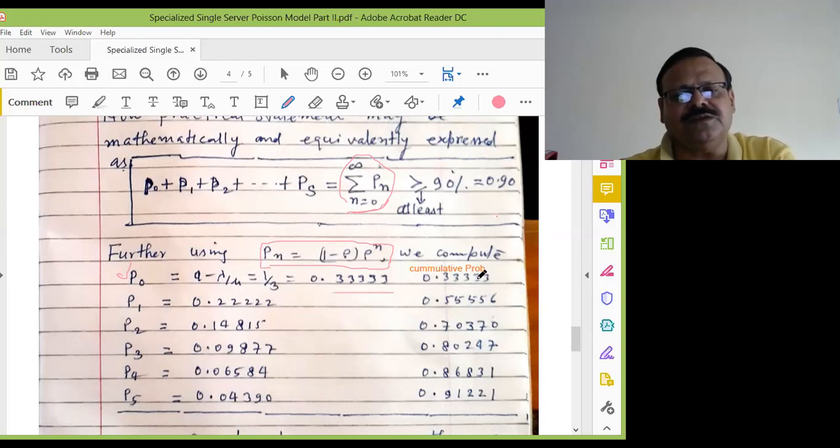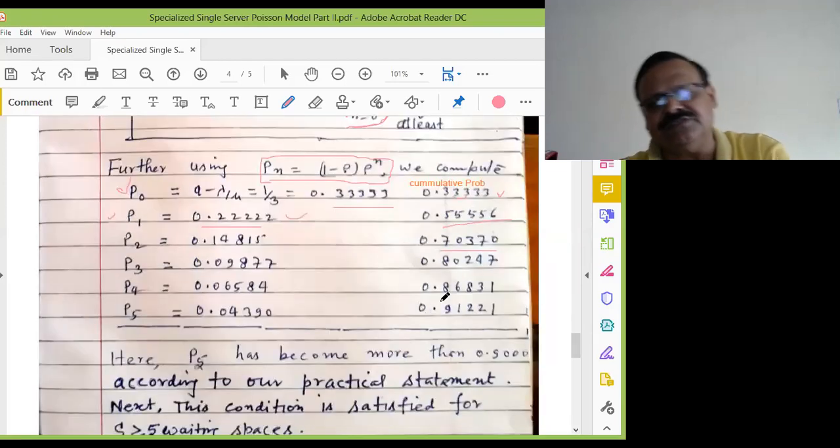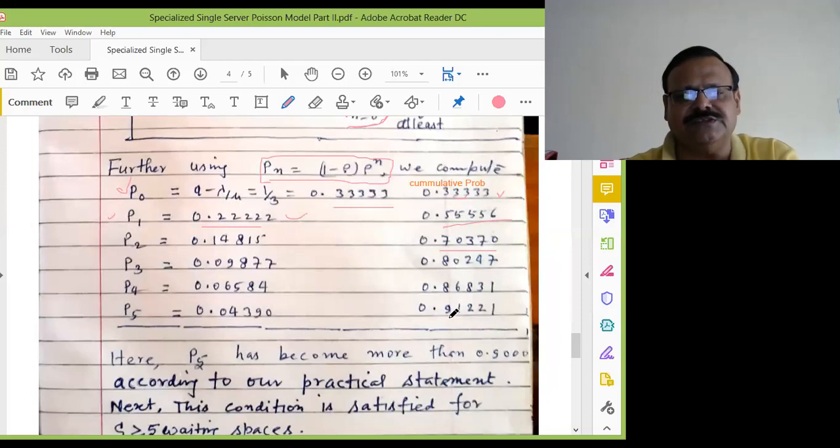And the cumulative probability is another column. We compute P1 and get 0.22 by the same formula, and the cumulative probability means the sum of this and this. Similarly for P2, P3, P4, P5. You just look where you reach 90% or more. 0.86 is less than 0.90, while 0.91 is more.